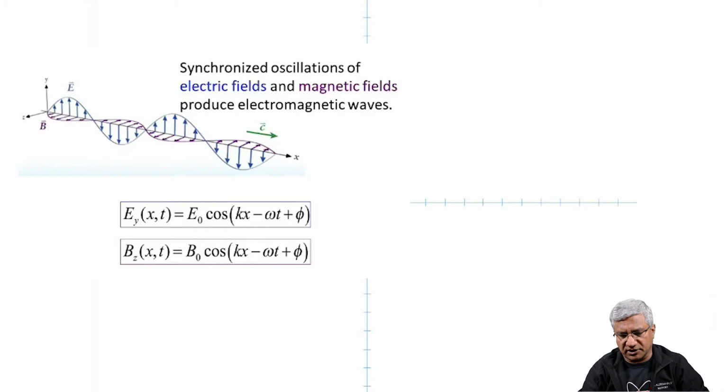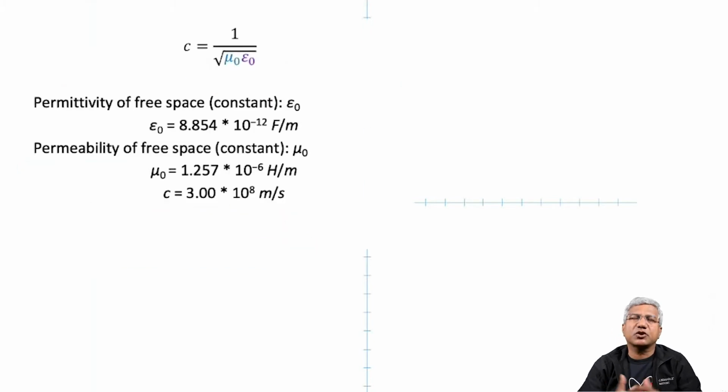Very important concept. And we can show that the velocity of electromagnetic waves, c, is 1 by square root mu naught times epsilon naught. Mu naught is the permeability of free space. Epsilon naught is the permittivity of free space. One is the magnetic property, the other is the electric property. These are the values. And when you plug in the values into this formula, you're going to get c is 3 times 10 to the 8 meter per second.